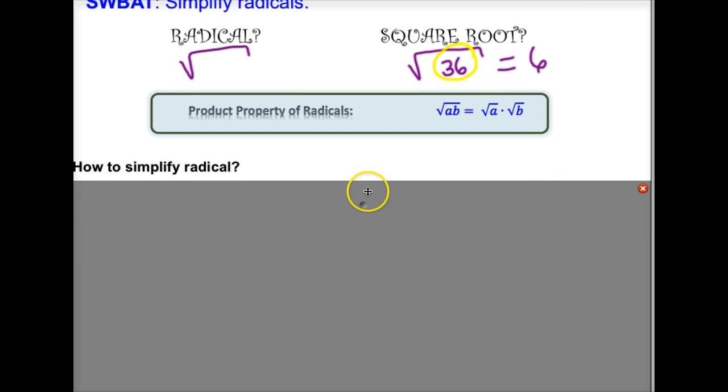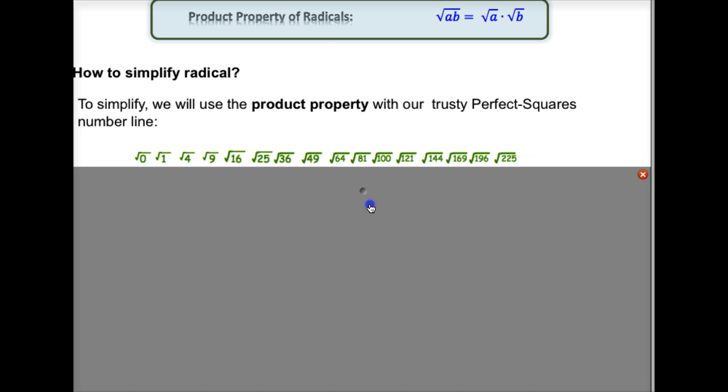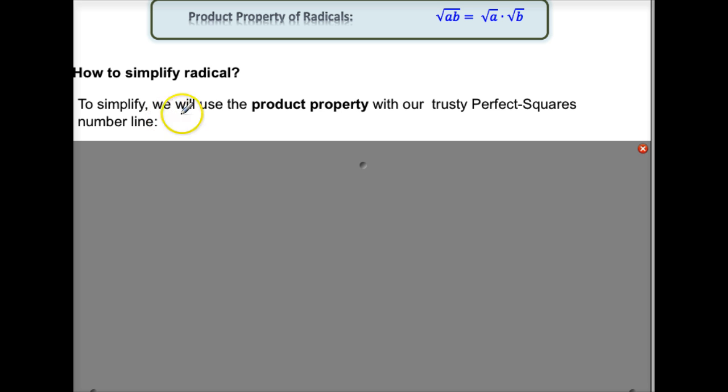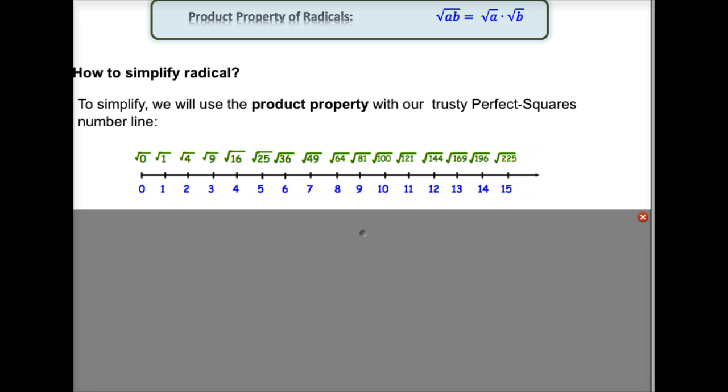Today's lesson is very short. We're going to talk about how we simplify radicals. To simplify, we need to use the product property rule, which is right up here, with our trusty perfect square number line. This is one of my favorite number lines. We go from 0 to 15. You can go to whatever.